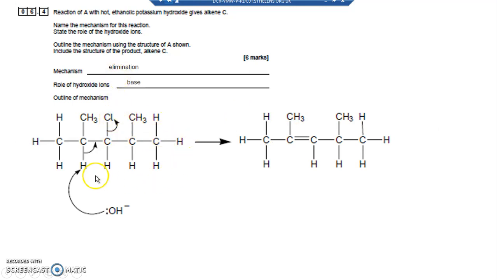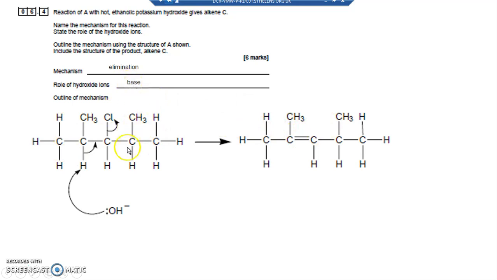Mechanism: elimination. The reason it's elimination is because atoms have been removed from this. One reactant actually makes three products: Cl minus, H2O, and this, which has got a double bond, an unsaturated hydrocarbon here. So atoms have been removed, eliminated: elimination.